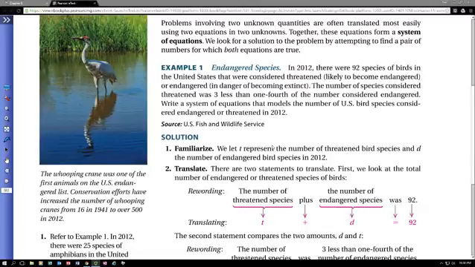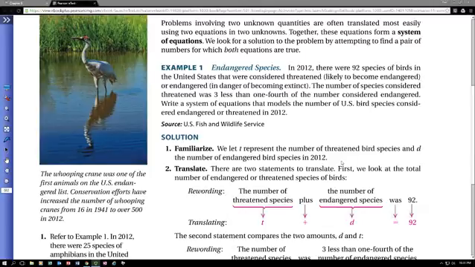It says write a system of equations that models the number of U.S. bird species considered endangered or threatened. So they're looking for endangered and threatened. Let's define the variables to represent those two things. And that's what they do here. It says first, let T represent threatened, probably because it starts with a T. And let D be the number of endangered. They don't use E in this case because E, when you get farther into mathematics, is actually a constant, kind of like pi. But they use these two variables.